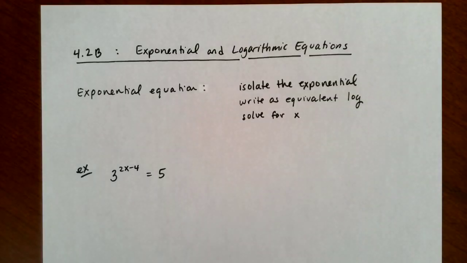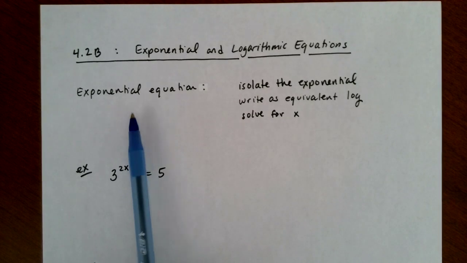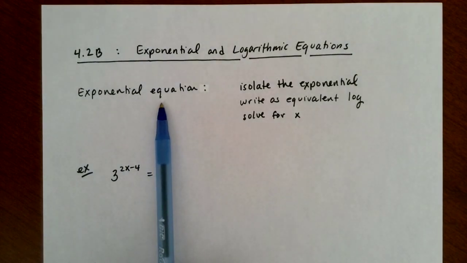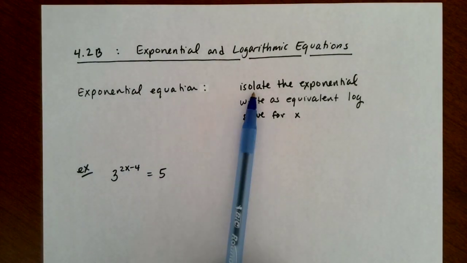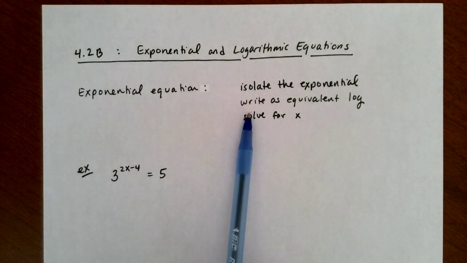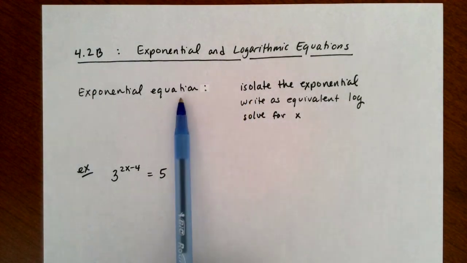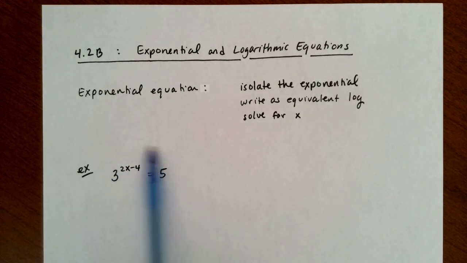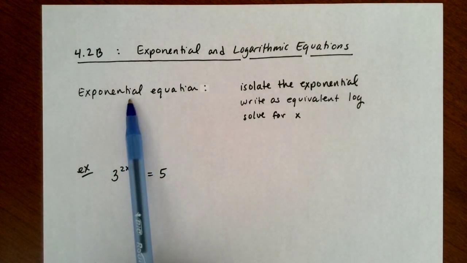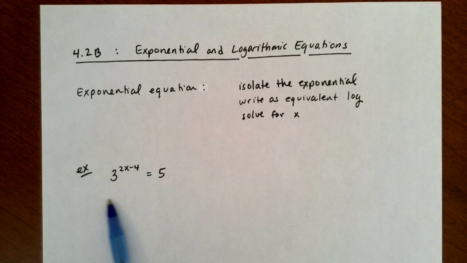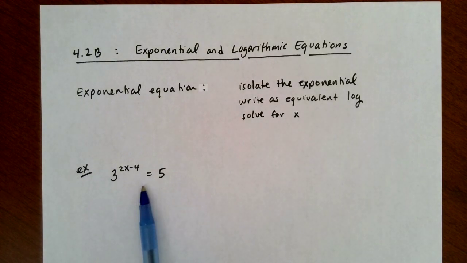Let's start our notes for section 4.2b, which is about exponential and logarithmic equations. In this video, we're going to talk about just one type of exponential equation, and then we'll pick up with more later. You can see here we have three basic instructions for solving an exponential equation, which is any equation, so there's an equal sign, that has exponential stuff in it. So something like this first example we're going to do counts as an exponential equation.